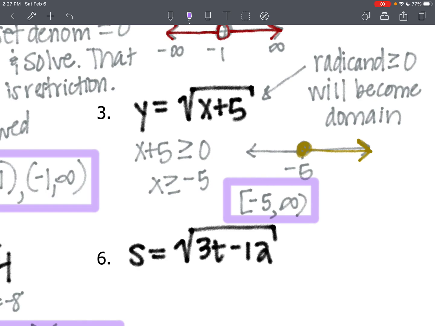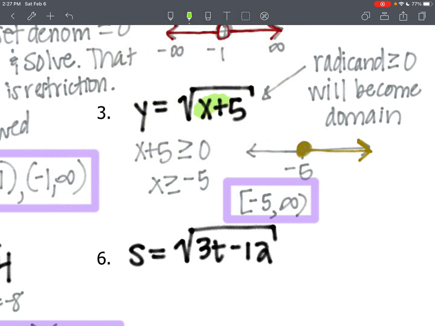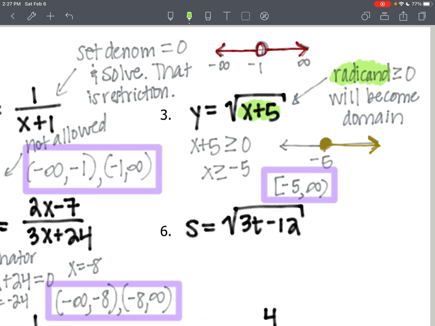Well, our radicand has to be greater than or equal to 0. This part is our radicand right here. The radicand has to be greater than or equal to 0. So we set up that inequality, and that actually tells us exactly what our domain is.